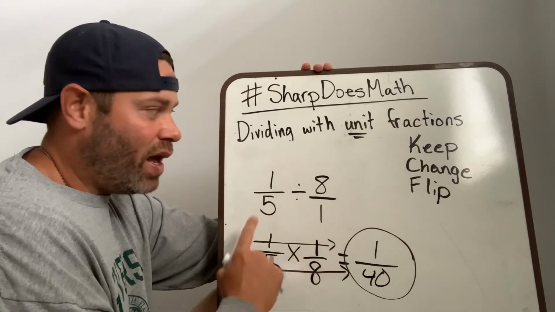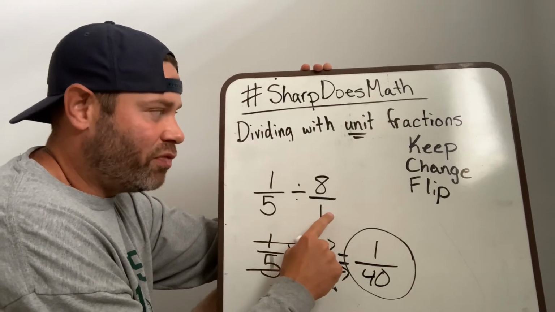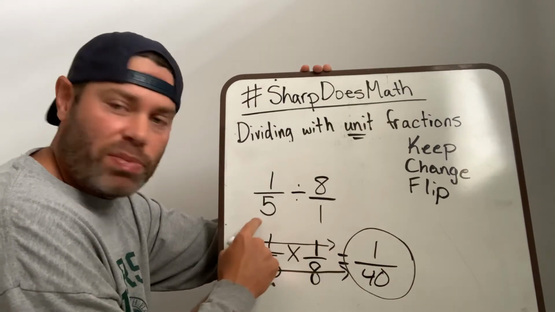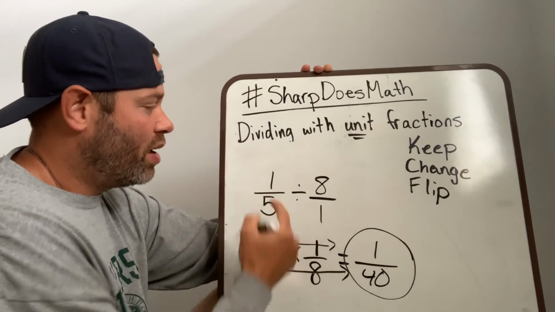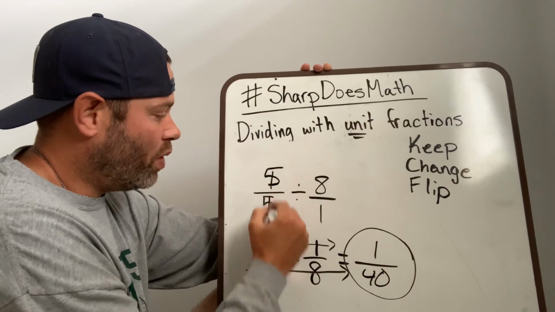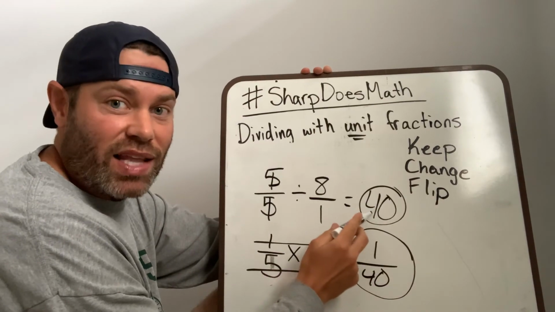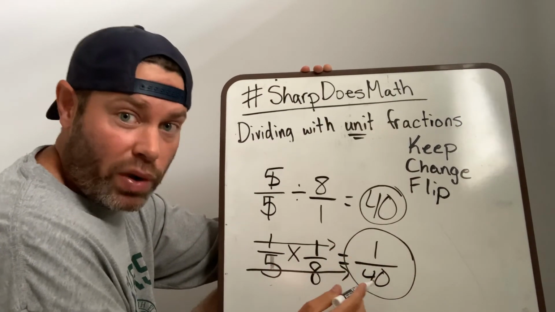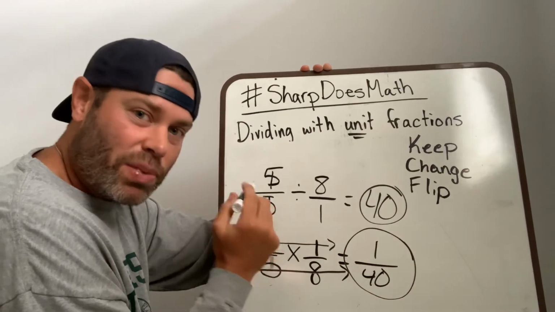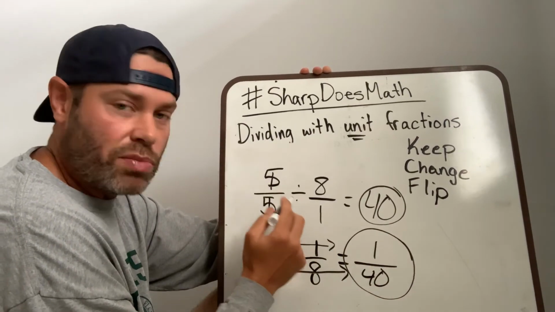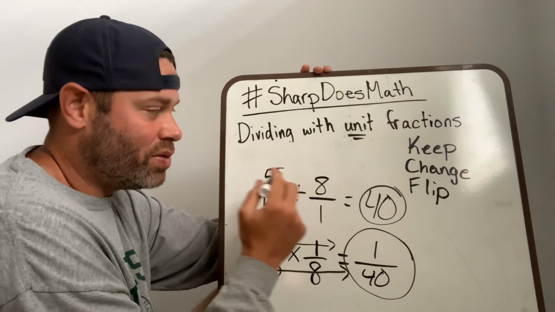A lot of times a big mistake we'll see is sometimes you'll keep the second one and you'll flip the first one, and that'll give you the wrong answer. If we did that here, this would have flipped to 5 over 1, and your answer would have been 40. Now 40 is a lot different than 1/40th. Way different. So you always have to remember, keep the first one, change to multiplication, and flip the second one. Keep, change, flip.